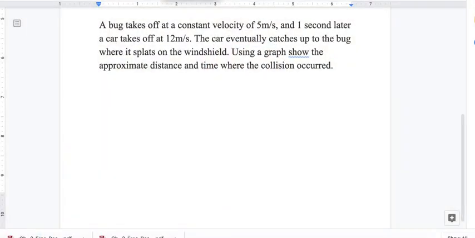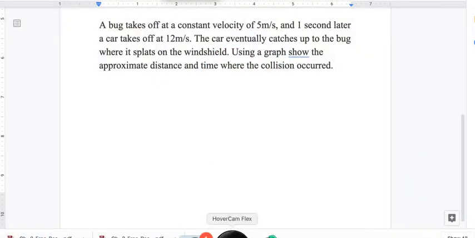All right, what do we got? So here's our question. A bug takes off at a constant velocity of 5 meters per second. And then 1 second later, a car takes off at 12 meters per second. The car eventually catches up to the bug where it splats on the windshield. Ooh, tough day. Using a graph, show the approximate distance and time where the collision occurred.